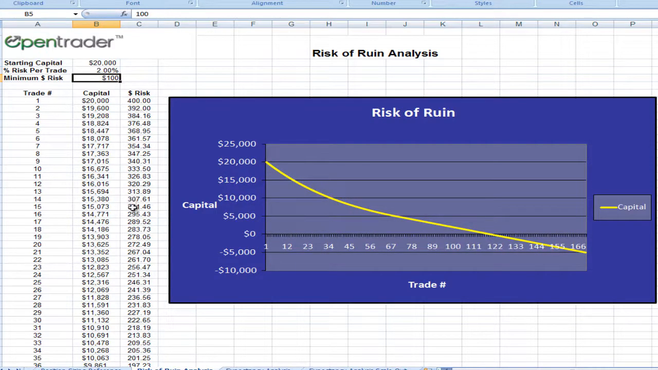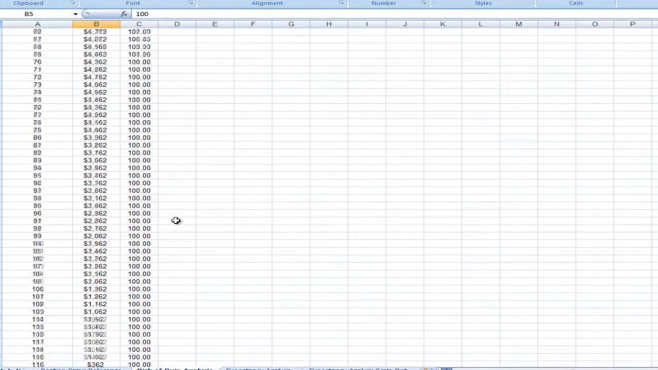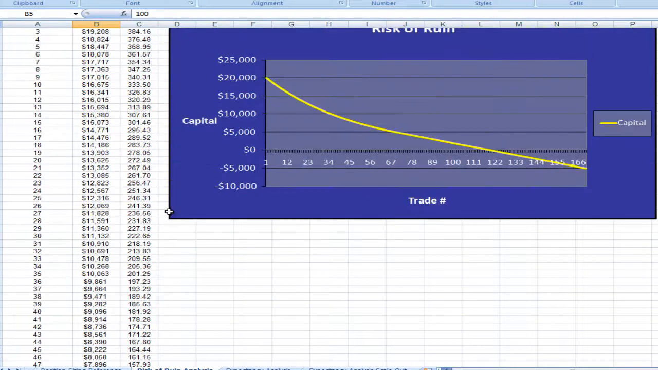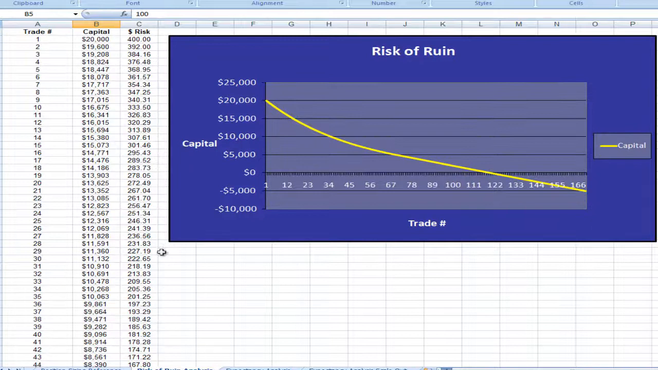Okay, as we'll notice with 2%, now it takes about 109 losing trades in a row to be down to $1,000. All right, so that's great. What would it take to be down to half your capital? Well, now this is more like it. It would take 35 losing trades in a row. That is extremely unlikely, right?